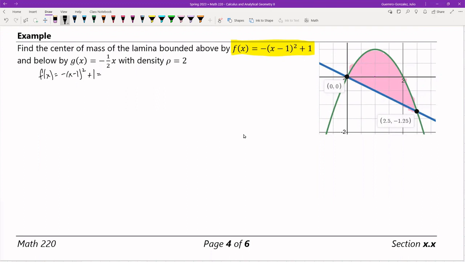I'm going to simplify this out to something a little nicer. And if you do it right, you're going to get minus x squared plus 2x. So I invite you to go ahead and try these out. Try to simplify this and get this reduced version.